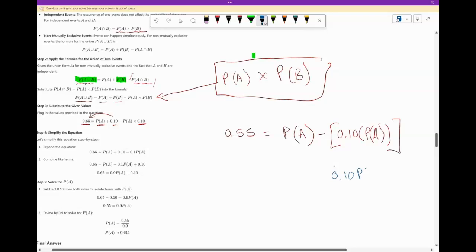And then we put P, probability of A. Okay, and this is a whole probability of A. So we can look at this as like terms, and we can say, okay, the whole probability of A minus 10% of the probability of A is going to give you what? It's going to give you 90% or 0.9 probability of A. Is that making sense?